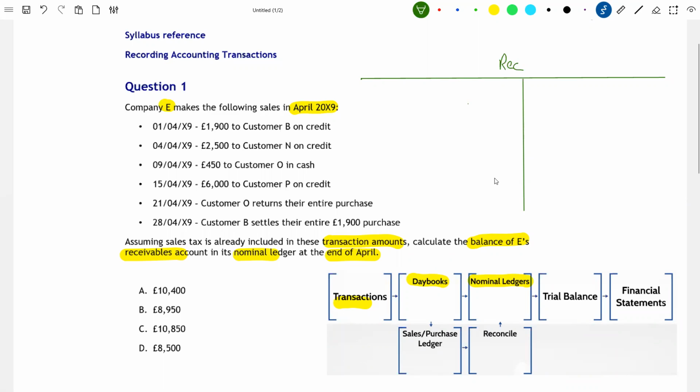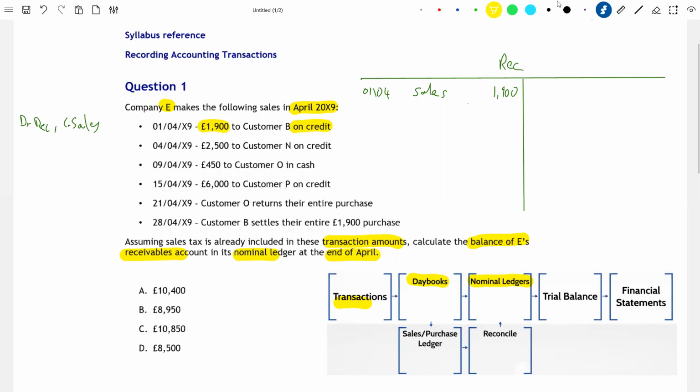So on the 1st of April 20x9, customer B purchases goods worth £1,900 from company E on credit. Okay, so we have our first credit transaction to record in the receivables accounts. What are the double entries associated with this? Well, obviously, we are going to debit receivable, as we saw in the presentation earlier, and we are then going to credit our sales income, okay? So in our receivables account for the 1st of April, we are going to have a debit entry of £1,900 in respect of this transaction from customer B.